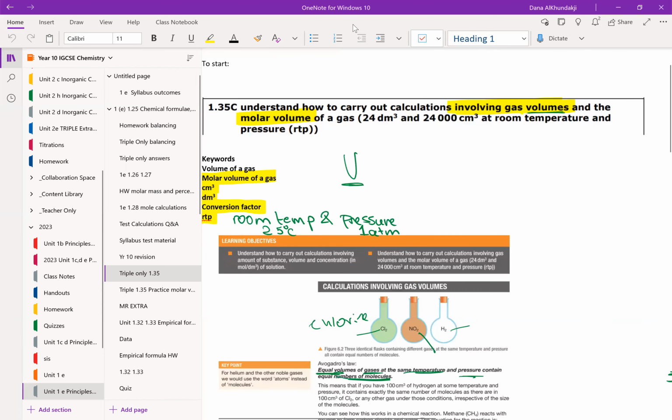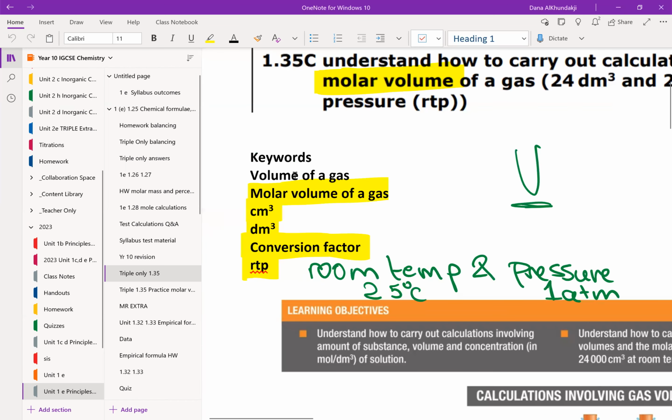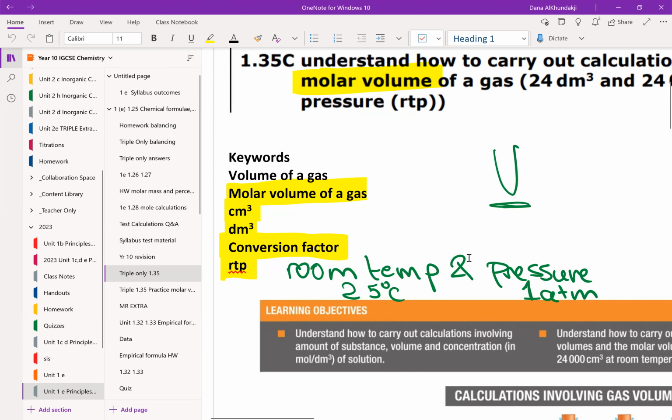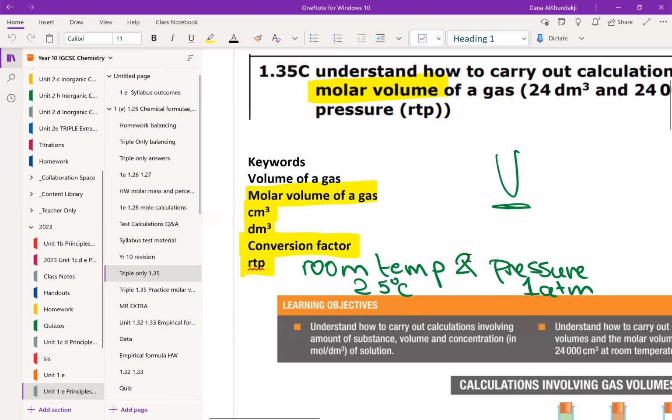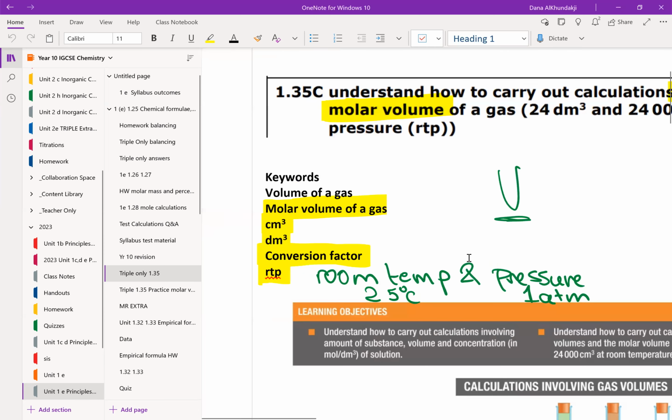So the keywords we're looking at are volume of a gas, molar volume of a gas, cubic centimeters, decimeter cubed, conversion factor, and RTP. RTP means room temperature and pressure, which means it could be 25 or sometimes taken as 20, but the pressure would be 1 atmospheric pressure. Cubic centimeters is the same equivalent as milliliters, and decimeter cubed is the same equivalent as liters.